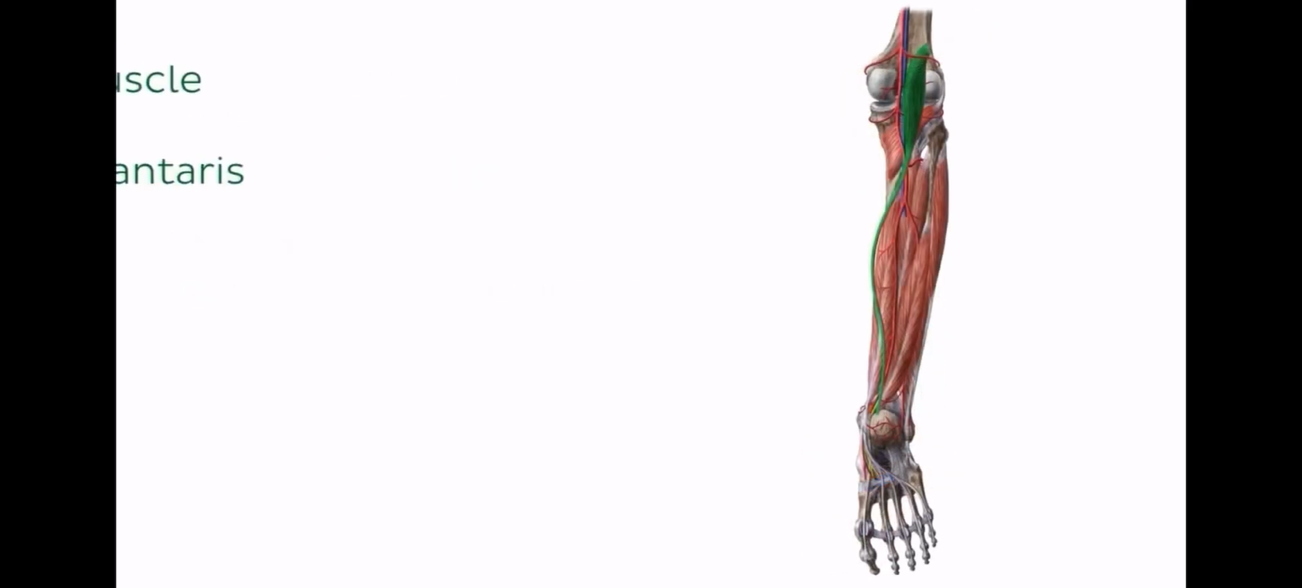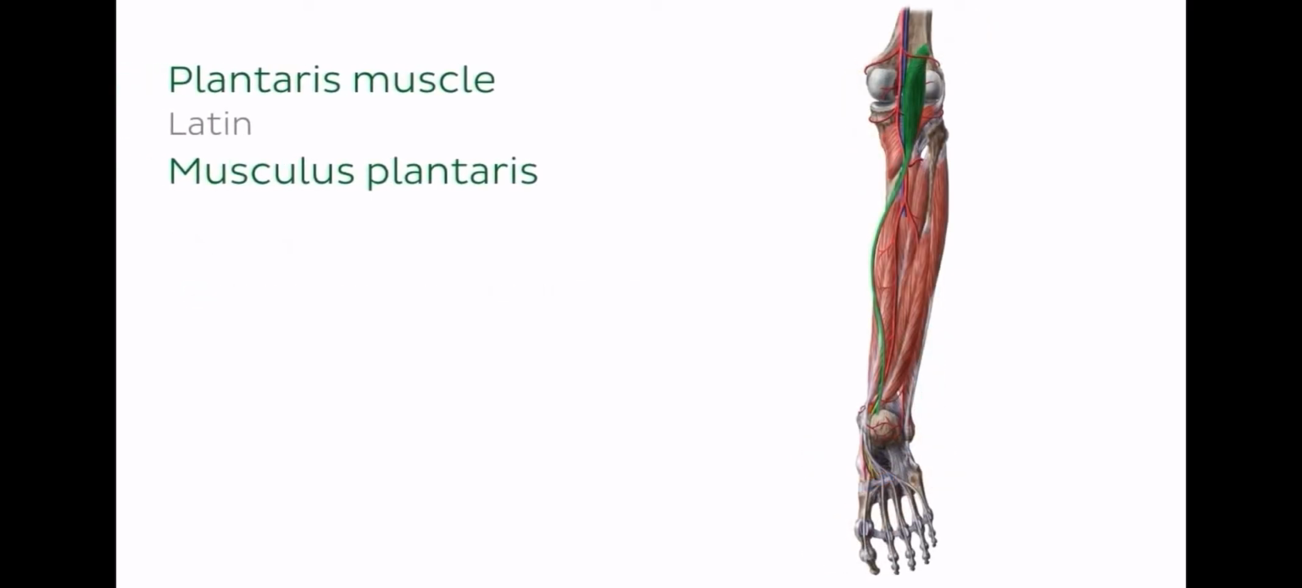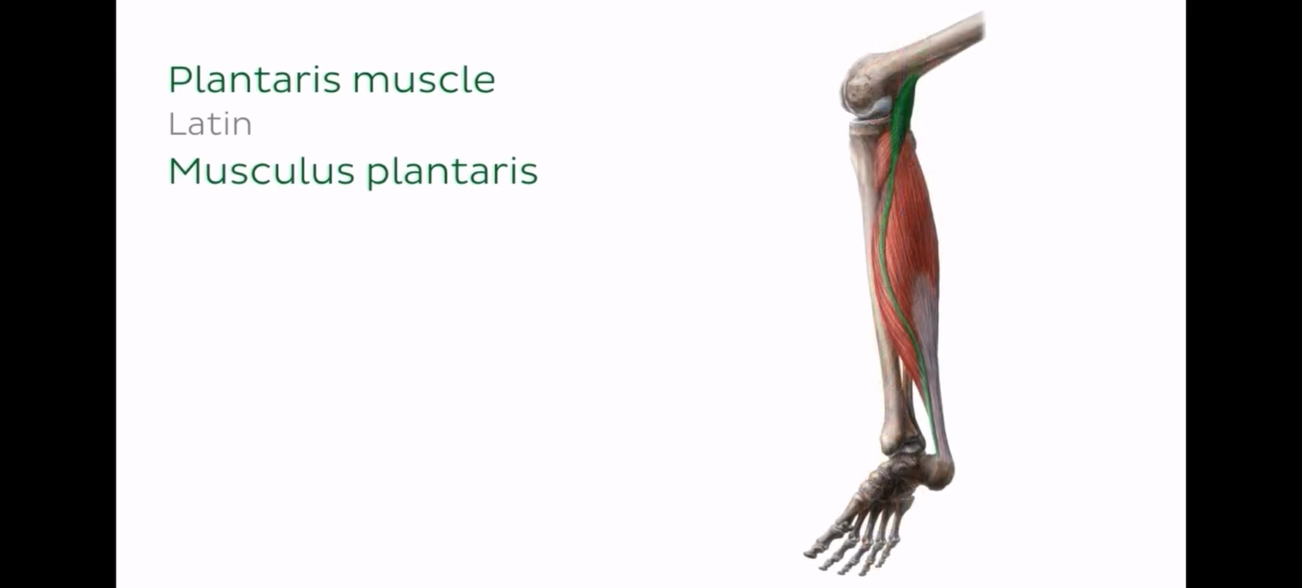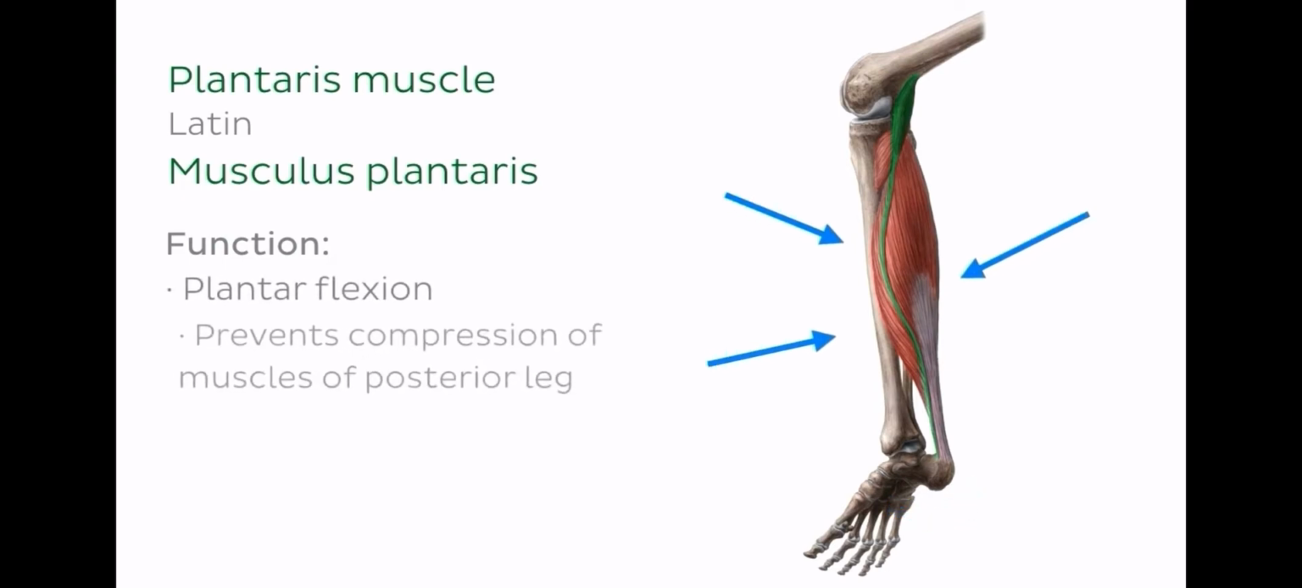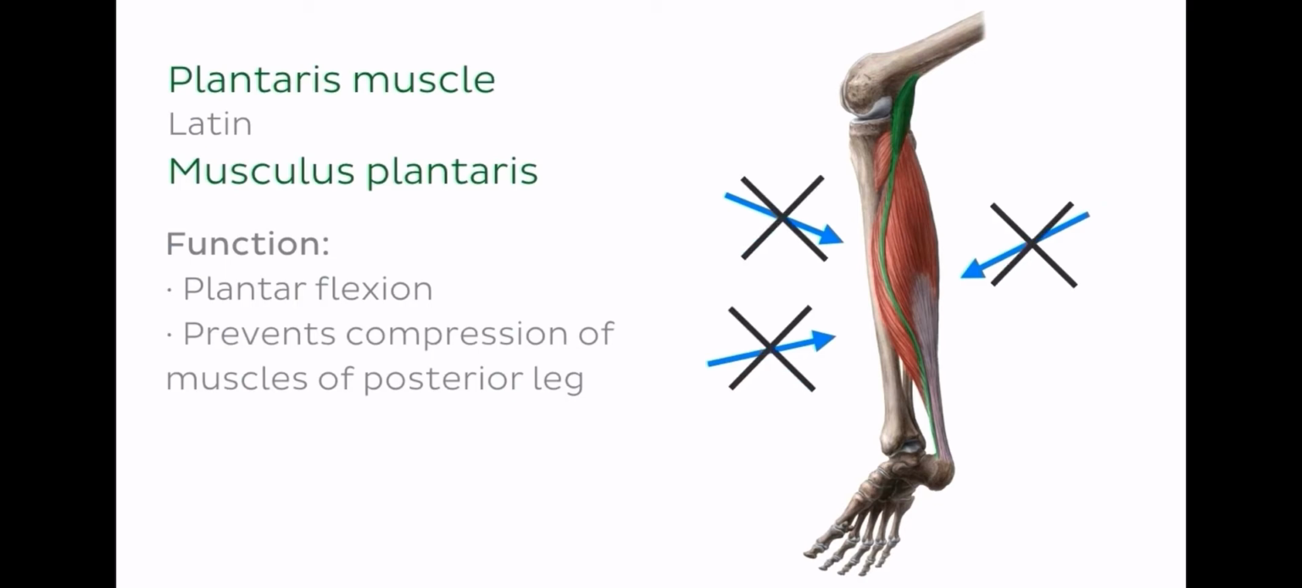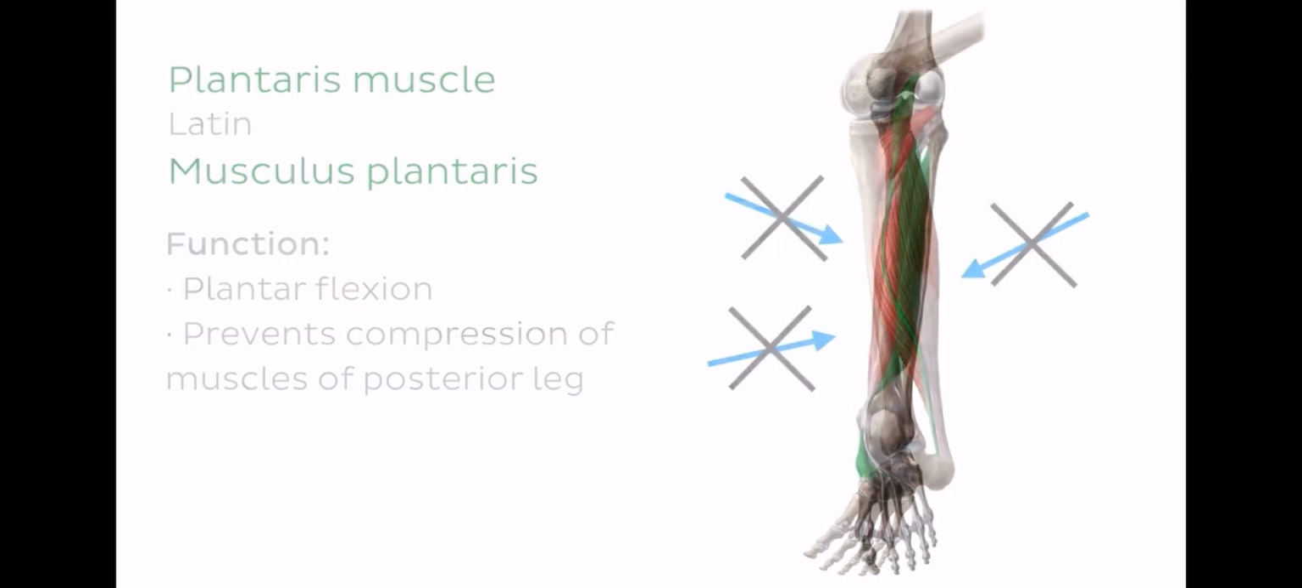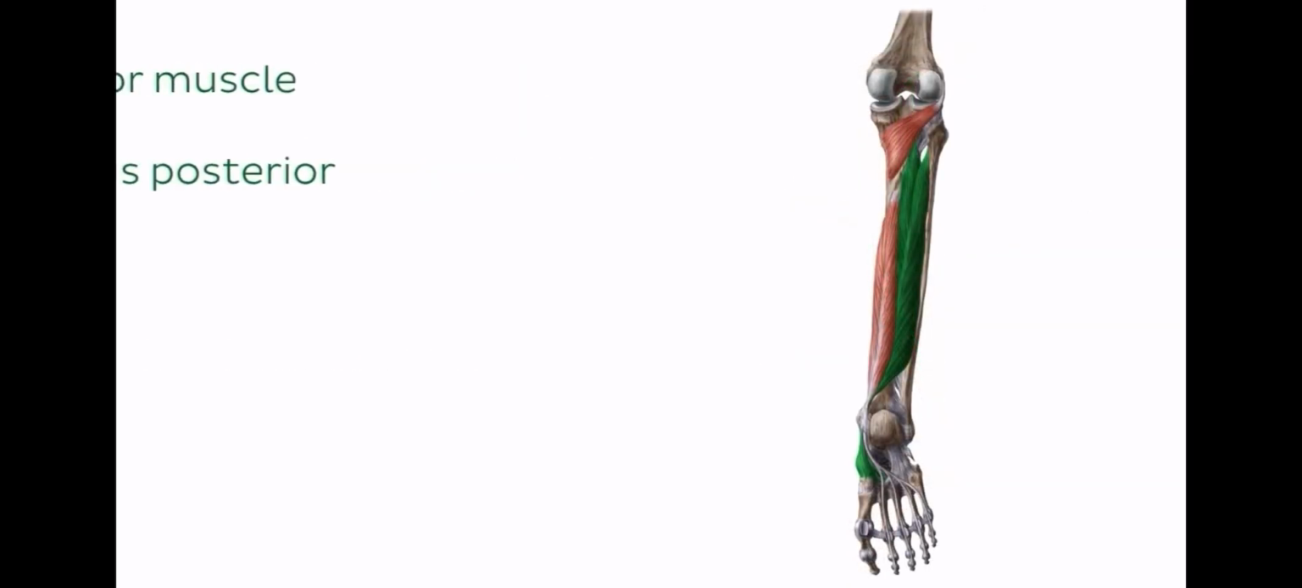Moving on to our plantaris muscle, which is a superficial muscle of the leg. And as you can see, it's running superficially over the top of the soleus muscle. And in addition to plantar flexion of the foot, the plantaris muscle may also act to prevent the compression of muscles in the posterior leg during knee flexion. All right, let's move on now to the tibialis posterior muscle.